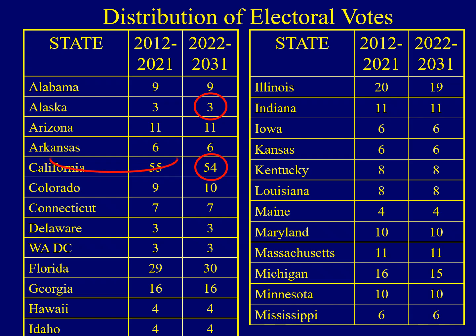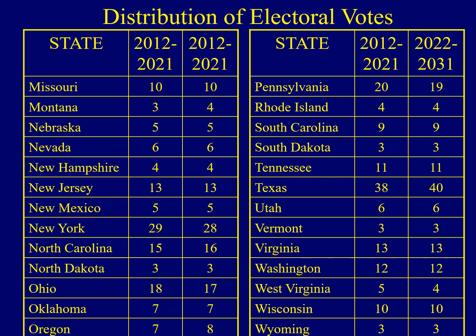Look down here at Florida. Florida went from 29 electoral votes on the previous census to 30. There are more people moving to Florida, and their population is growing faster than other states. And then on the right, we see Michigan. Michigan in the past had as many as 21 electoral votes. Well, in the last census, we went from 16 to 15 electoral votes.